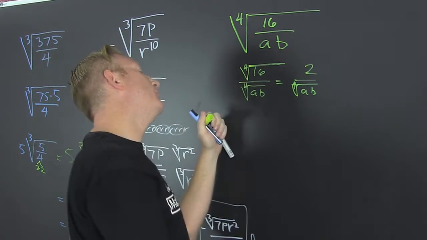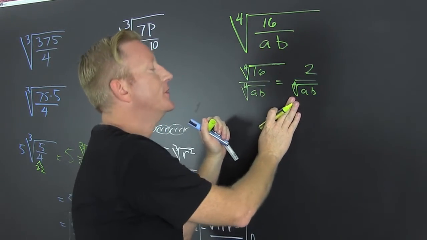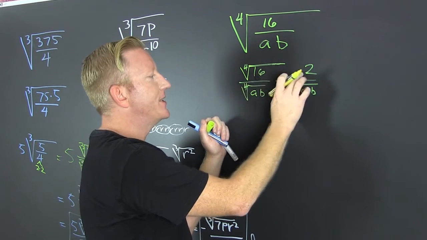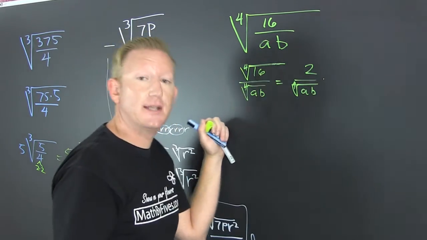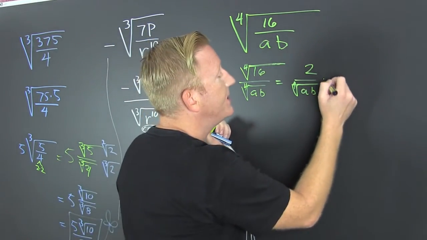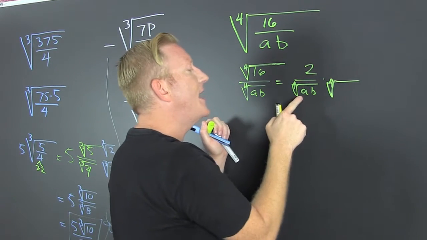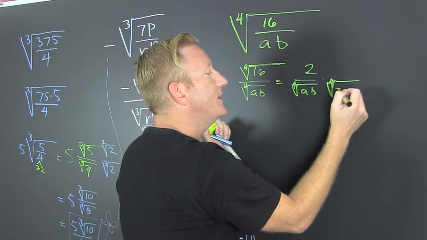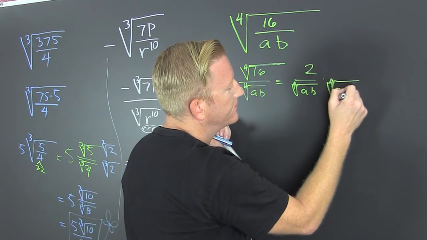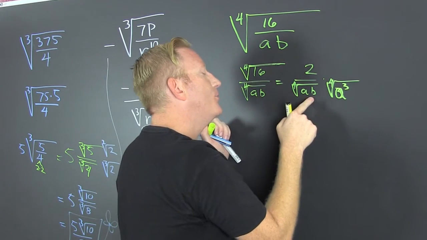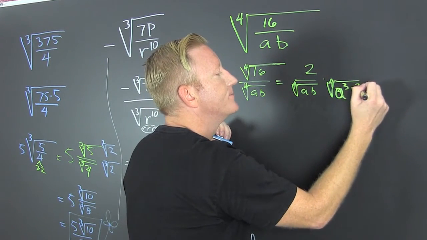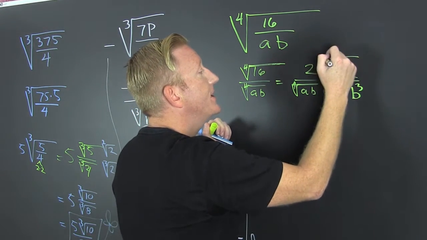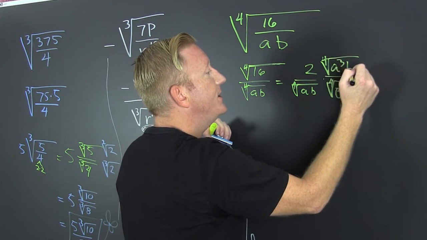But wait, there's more. I have the fourth root. Did I go too fast in saying that's 2 times 2 times 2 times 2? I don't think so. So then I need to multiply, because I'm rationalizing that denominator, by the fourth root of, now I have one a and one b. How many more a's do I need to get 4? I need 3. And how many more b's do I need? I need 3. And I can't just multiply the denominator without also multiplying the numerator. That's the fourth root of a to the third b to the third.